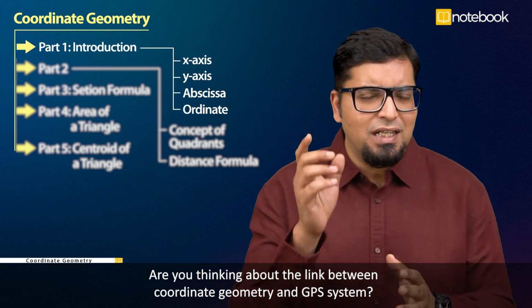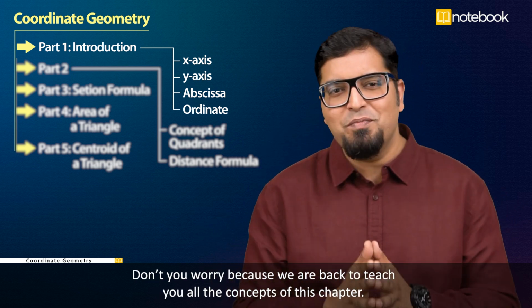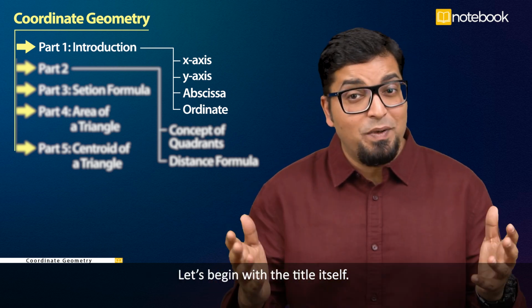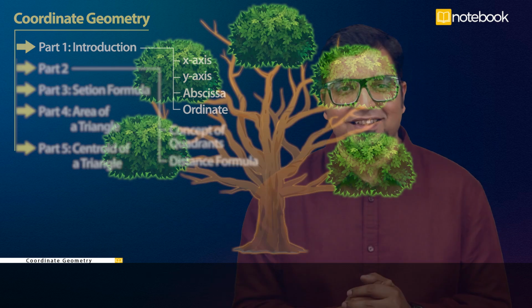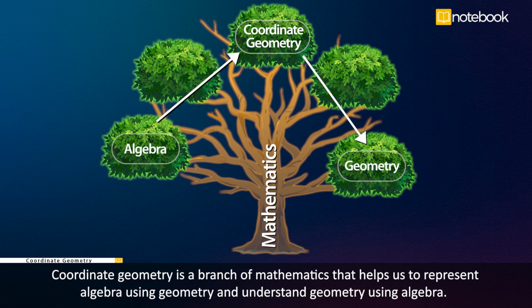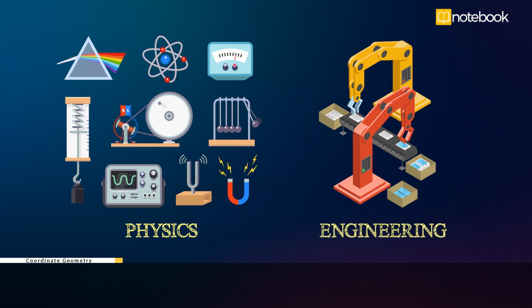Are you thinking about the link between coordinate geometry and the GPS system? Don't you worry, because we are back to teach you all the concepts of this chapter. Let's begin with the title itself. Coordinate geometry is a branch of mathematics that helps us to represent algebra using geometry and understand geometry using algebra. It finds various applications in the field of physics and engineering.